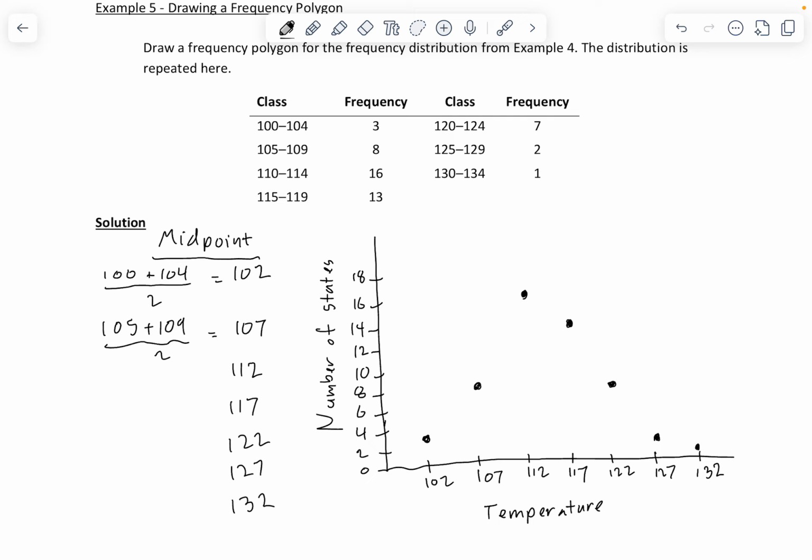I would extend my horizontal axis a bit more. I'm going to put 137 right here and 92 down here. Connect these with straight lines is what we do next. Just straight lines. And then connect these down to actually touch the horizontal axis at those extended out points right there. So that's what my frequency polygon would look like.